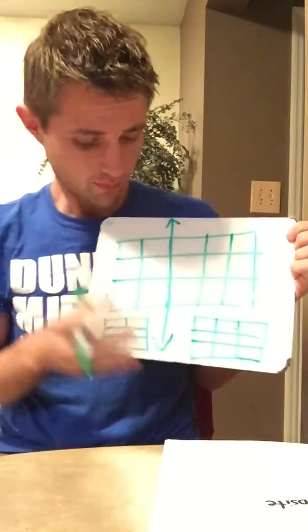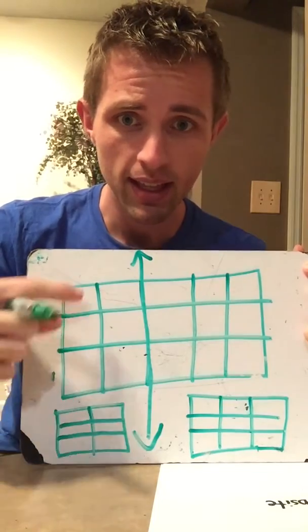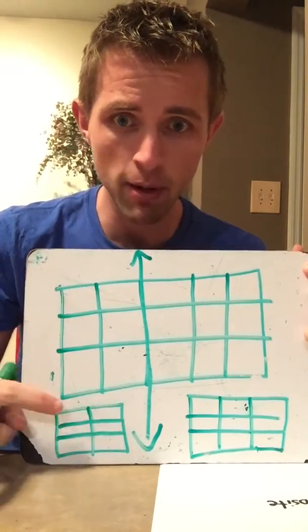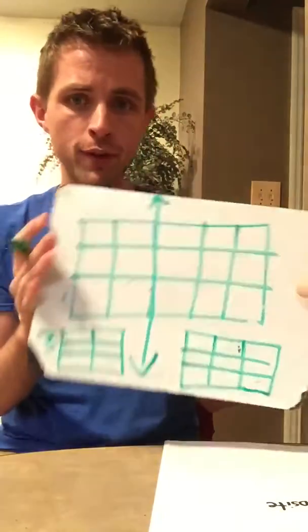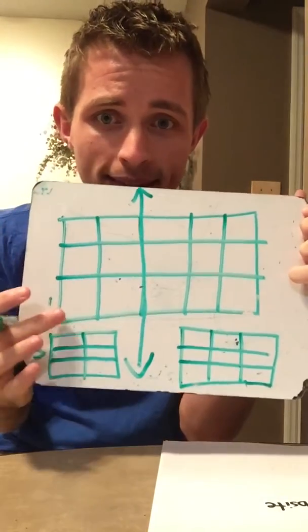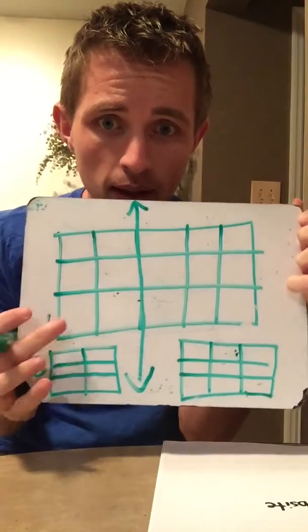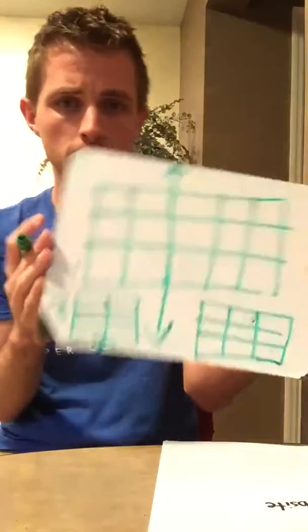Now, what is my length of this shape over here? We have 1, 2, 3. 3 units. I'm just going to write a 3 because I don't have any room to write units on this small board, okay? What is my width of this new shape? 1, 2 units. I'm at 2.